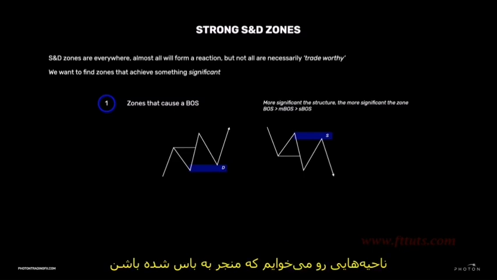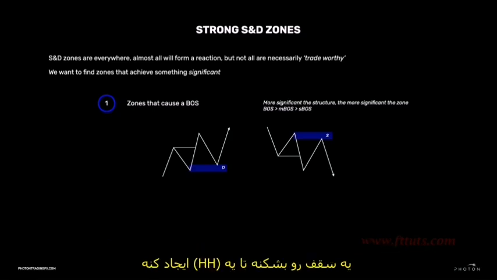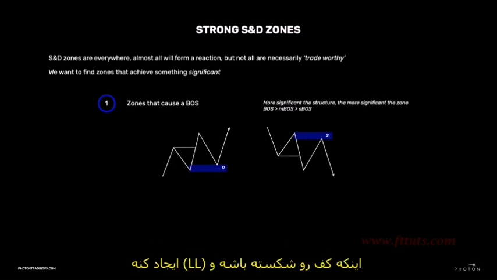So we want to see the zones that led to a BOS. So we want to find whether demand came into the market that led to price being able to break structure to the upside, to break a high and form a higher high. And likewise, we want to find whether supply came into the market that led to price being able to break structure to the downside in order to break that low and form a lower low.